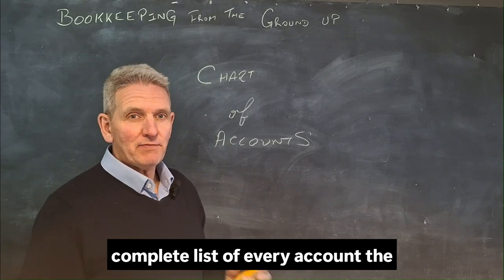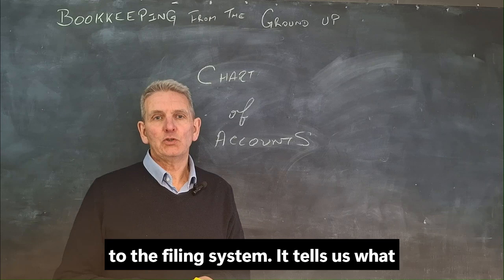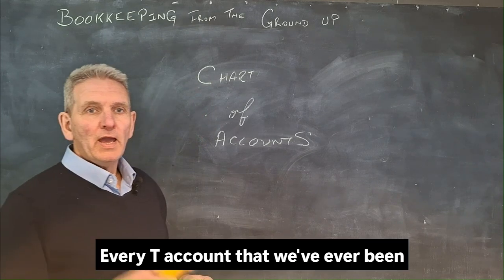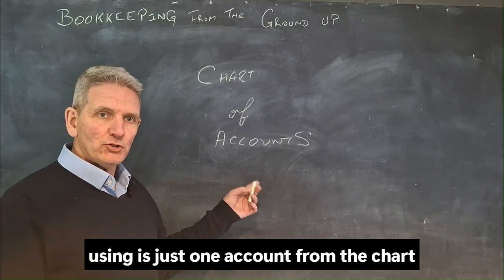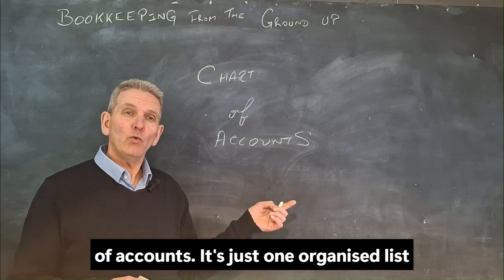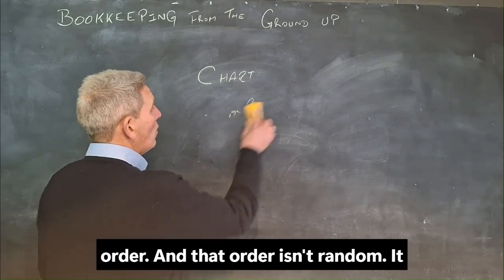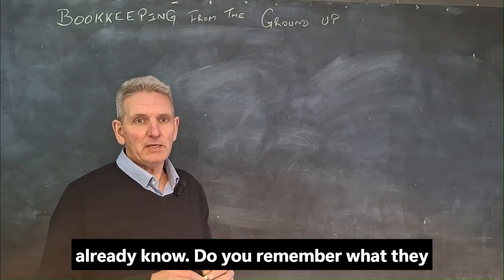Simply the complete list of every account the business uses. Think of it as the index to the filing system. It tells us what files exist and where to find them. Every T account that we've ever been using is just one account from the chart of accounts. It's just one organized list with every account laid out in a logical order. And that order isn't random, it follows the same 5 buckets that we already know.